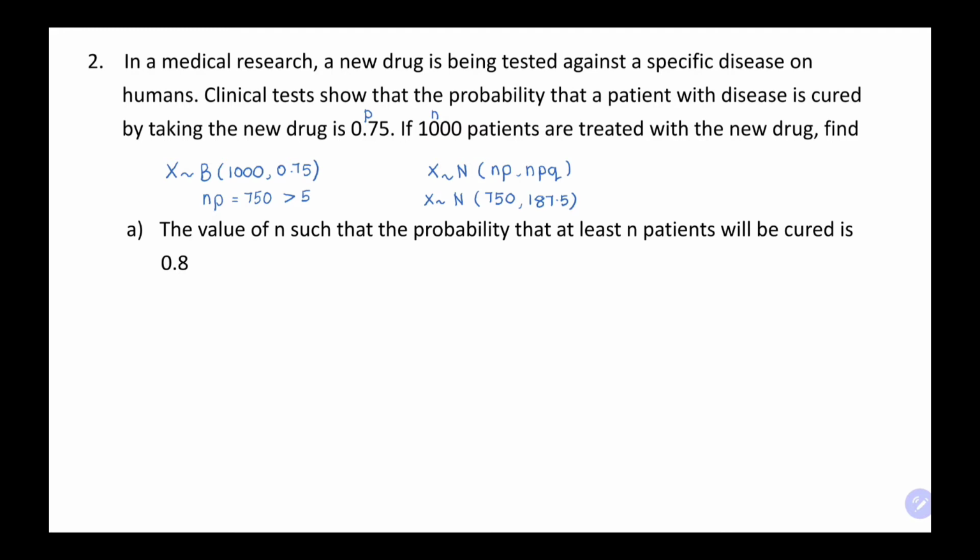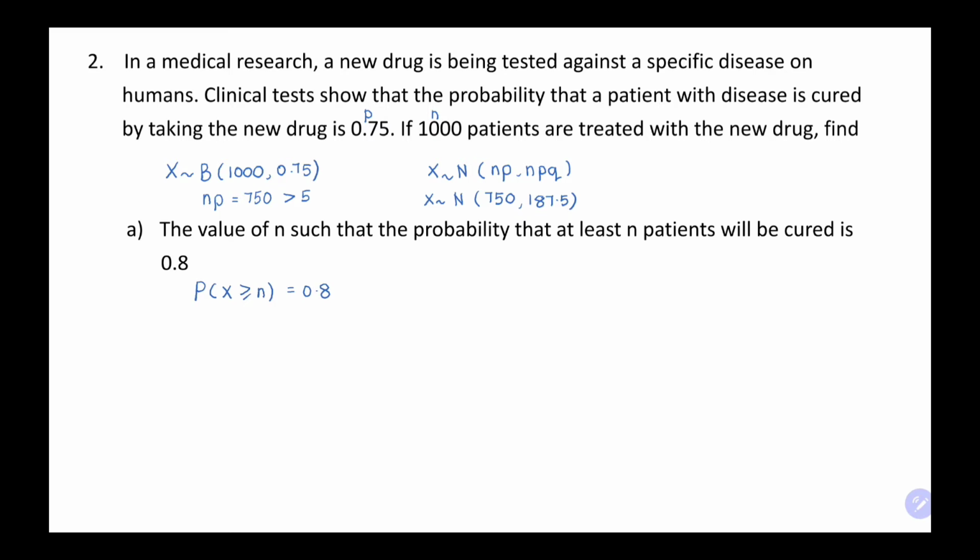Question A. The value of N such that the probability that at least N patients will be cured is 0.8. So we know P(X ≥ N) is 0.8. At least refers to the sign greater than or equal. So the question asks to find the value of N.